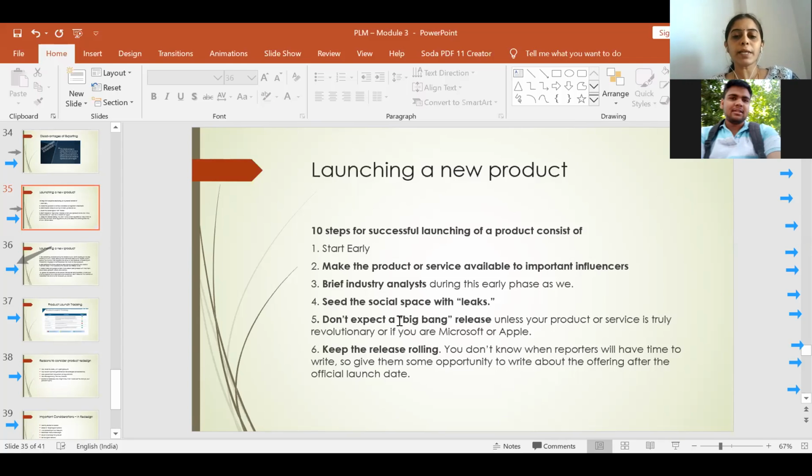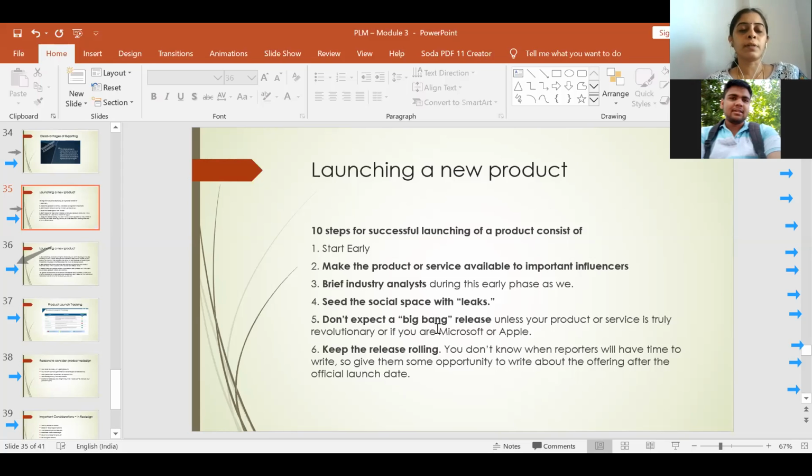Next is don't expect a big bang release. Sometimes people invest a huge amount of money to launch a product into the market. It might work sometimes and it may not. It always works for a good branded company which is already in existence and has had good stability for a longer period of time.